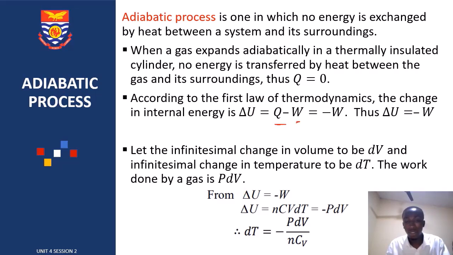Heat minus work done. But this time around, we have our heat here to be equal to 0, so that our internal energy now becomes negative W, that's the negative of work done. Let's look at some expressions here. Let the infinitesimal change in the volume be dV and the infinitesimal change in temperature be dT. Our work done can be expressed as P dV.